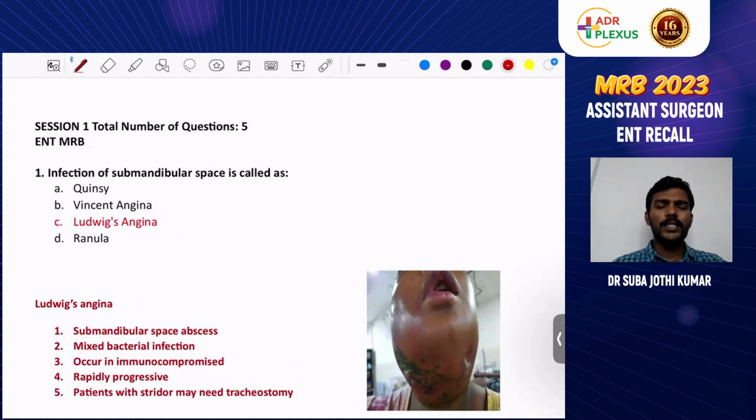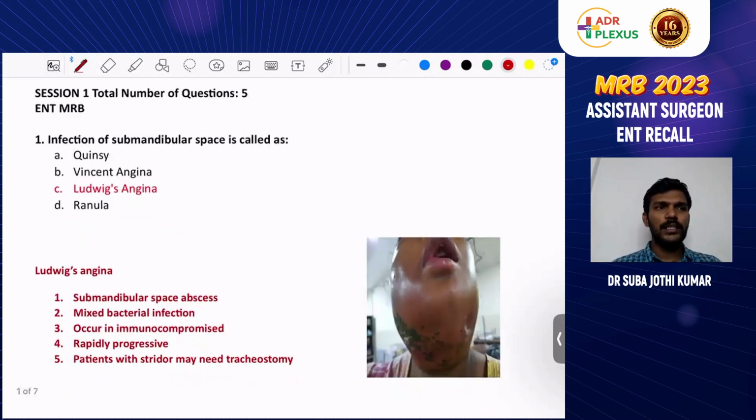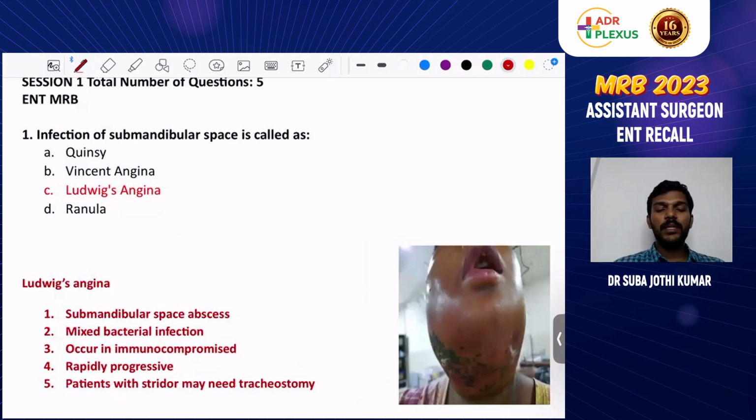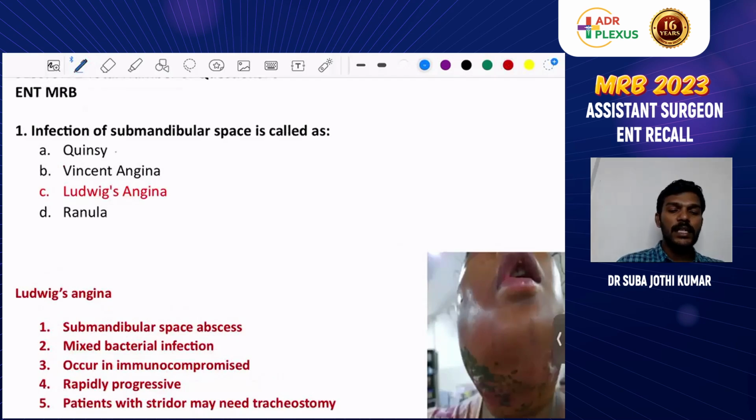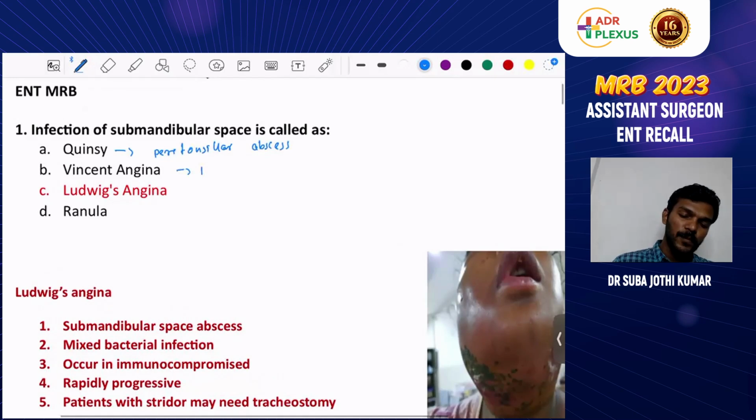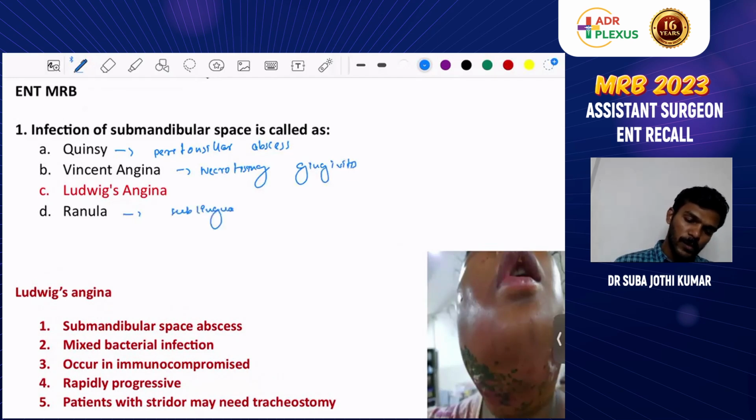Okay. So we had 2 sessions last time, so we'll discuss questions from both the sessions. The first question from the morning session is: infection of submandibular space is called. Okay, so what are the other options? Quinsy is peritonsillar abscess. Vincent's angina is necrotizing gingivitis. Ranula is a sublingual retention cyst. Ludwig's angina is a submandibular space infection.